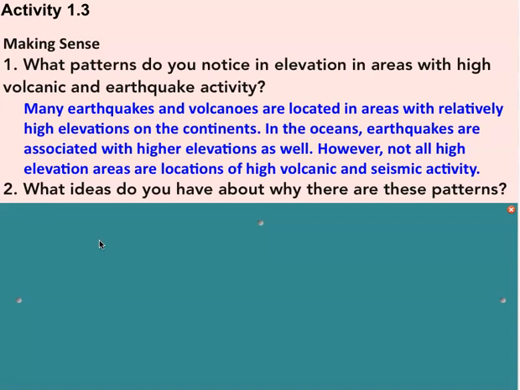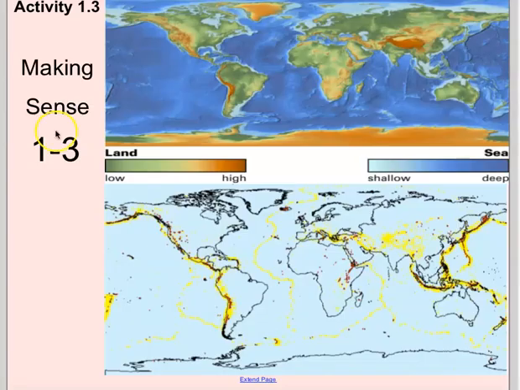However, not all high elevations are areas where you're going to find high volcanic and seismic activity. So there's a good chance you're going to find them there, but it's not always the case. And in some of these locations, like here in the Himalaya Mountains, you're going to have a few volcanoes, but you're going to have a lot more earthquakes.